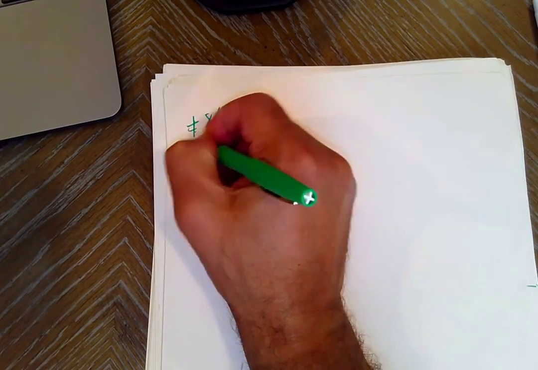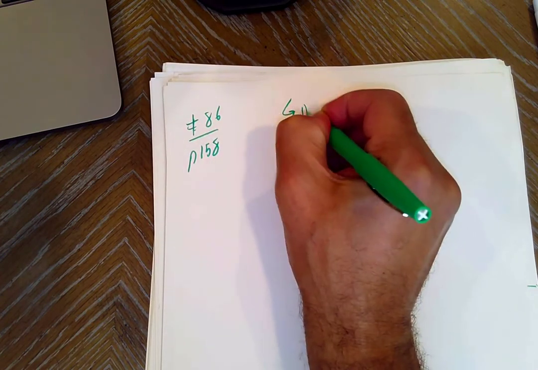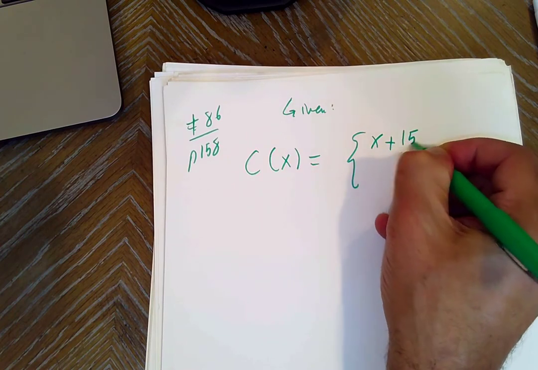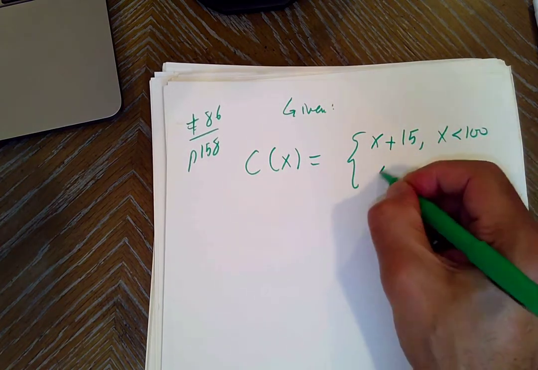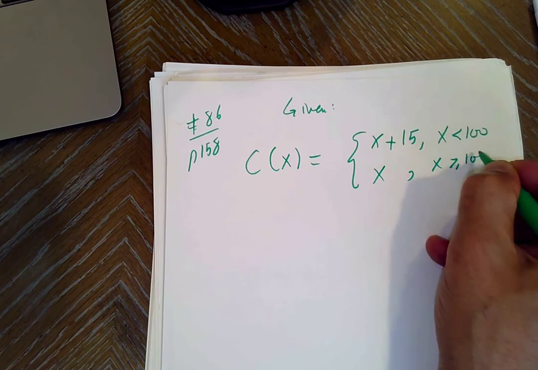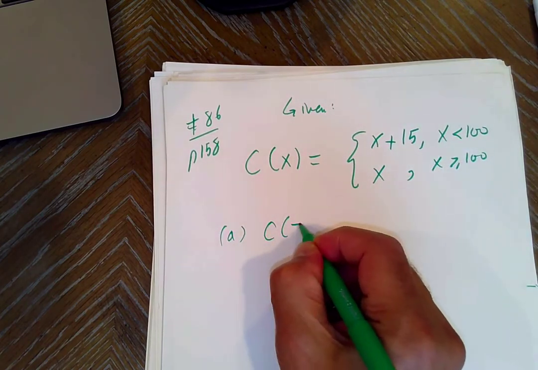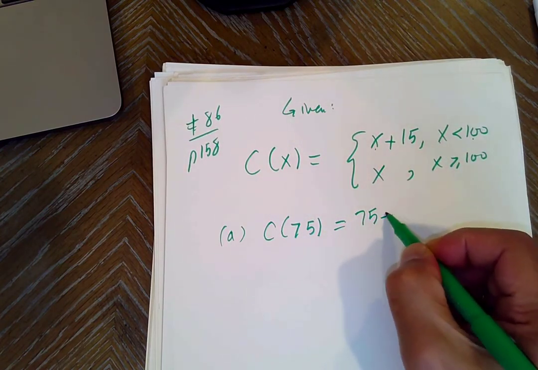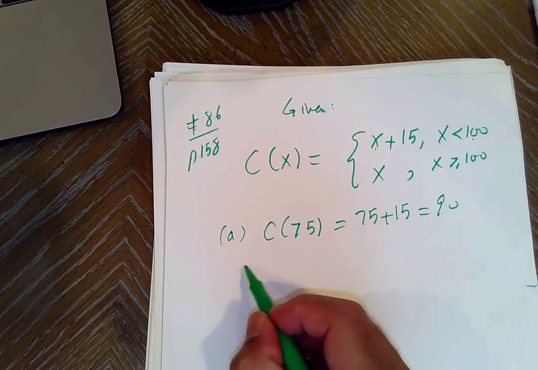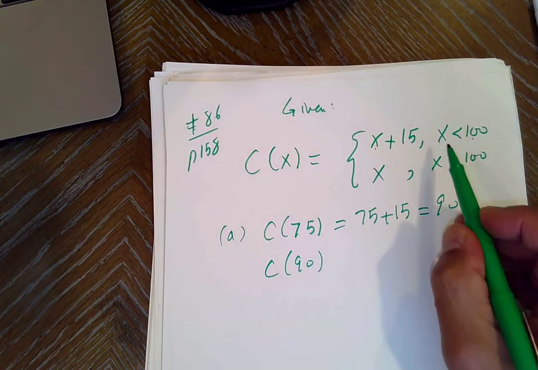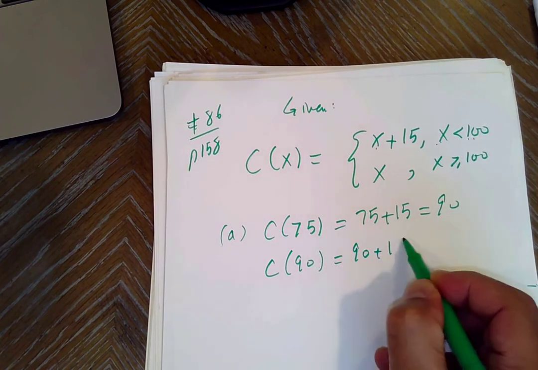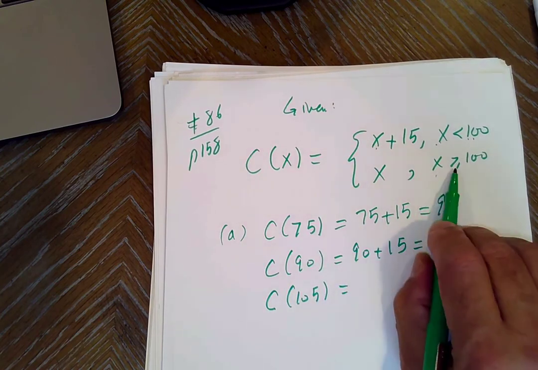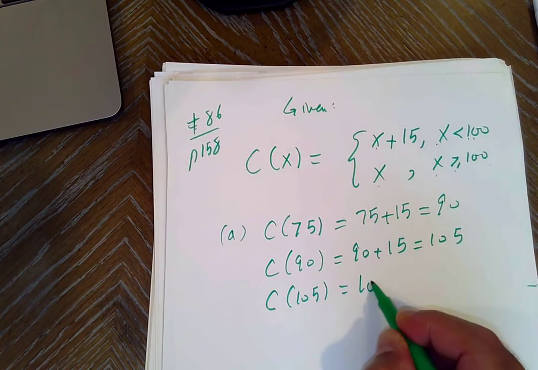Number 86, page 158. We're given the piecewise defined function. C of x is x plus 15 if x is less than 100, and it's x if x is greater than or equal to 100. Part A, what's C of 75? Well, 75 is less than 100, so we plug it in there. 75 plus 15 is 90. What's C of 90? 90 is less than 100, so 90 plus 15 is 105. C of 105. 105 is greater than 100, so it's going to be x, which is 105.